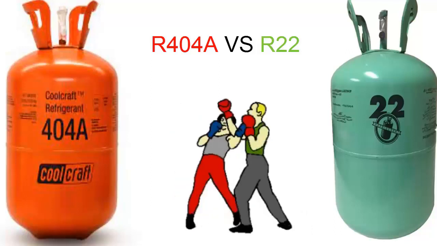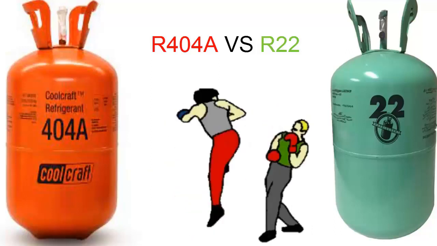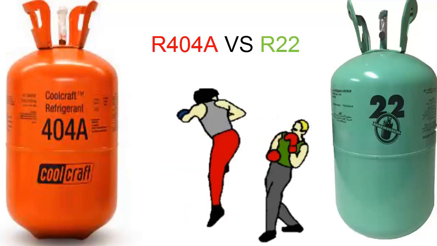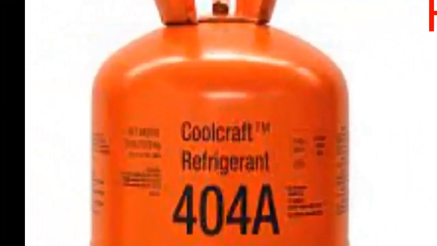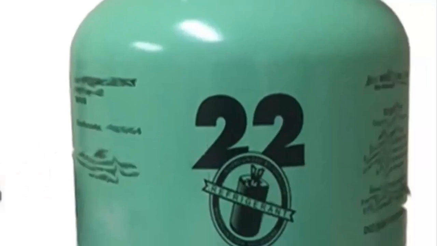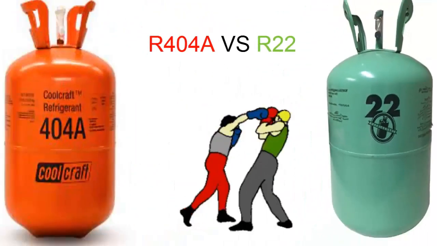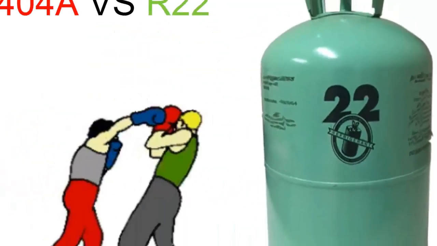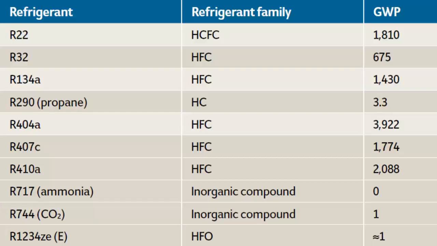In today's video, we are going to make a comparison between two refrigerant gases with serious ecological issues. We're talking about R404A and R22. R22 destroys the ozone layer and has a global warming potential, GWP, of 1760, while R404A does not deplete the ozone layer, but has a GWP of 3922.